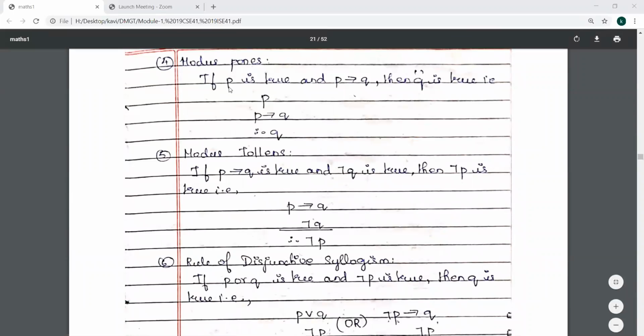Then modus ponens, if P is true and P implies Q is true, then Q is also true. So P and P implies Q, therefore Q. Modus tollens, if P implies Q is true and negation Q is true, then negation P is true. So P implies Q and negation Q, therefore negation P.